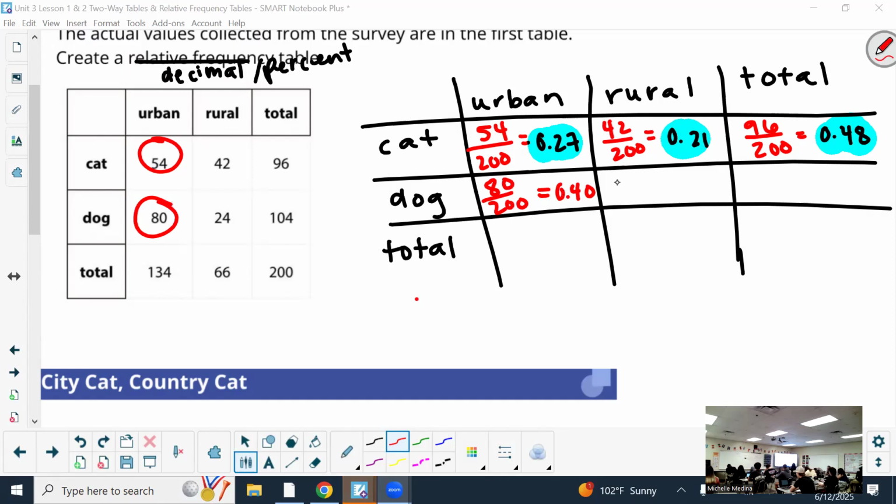Angelo, what about this one? 0.4. All right, so let's see, for that one, I'd be doing 24 divided by 200. If you ever get something that's bigger than 1, then there's something wrong. We probably switched the order. But 0.12 is correct. Layla, what about this one?